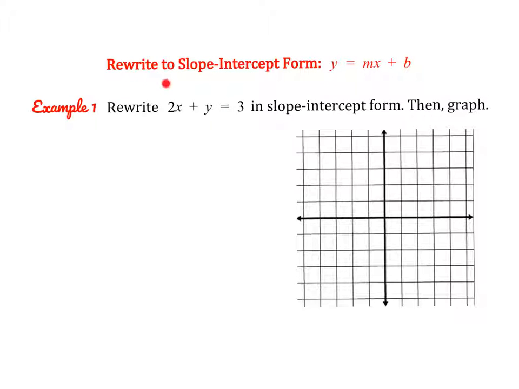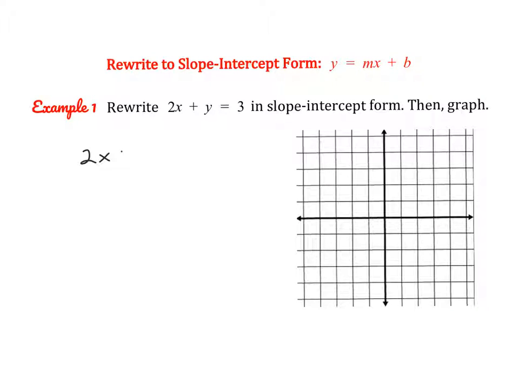One way you can graph equations that are in standard form is actually by rewriting it into slope-intercept form, which is y equals mx plus b. The reason why we would do this is because graphing from slope-intercept form is super quick and easy. So our goal is to make this look like this. You might notice that we do need to solve for y. So let's look at this first example together.